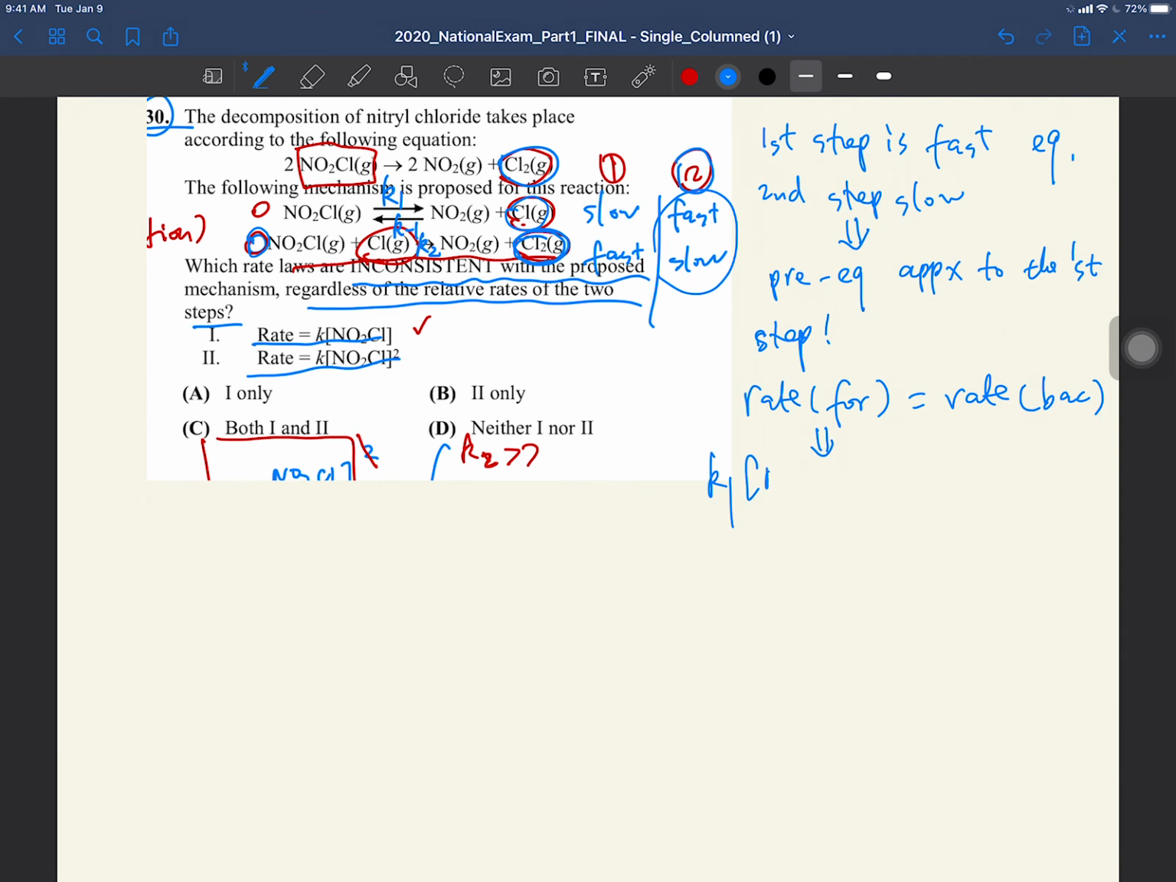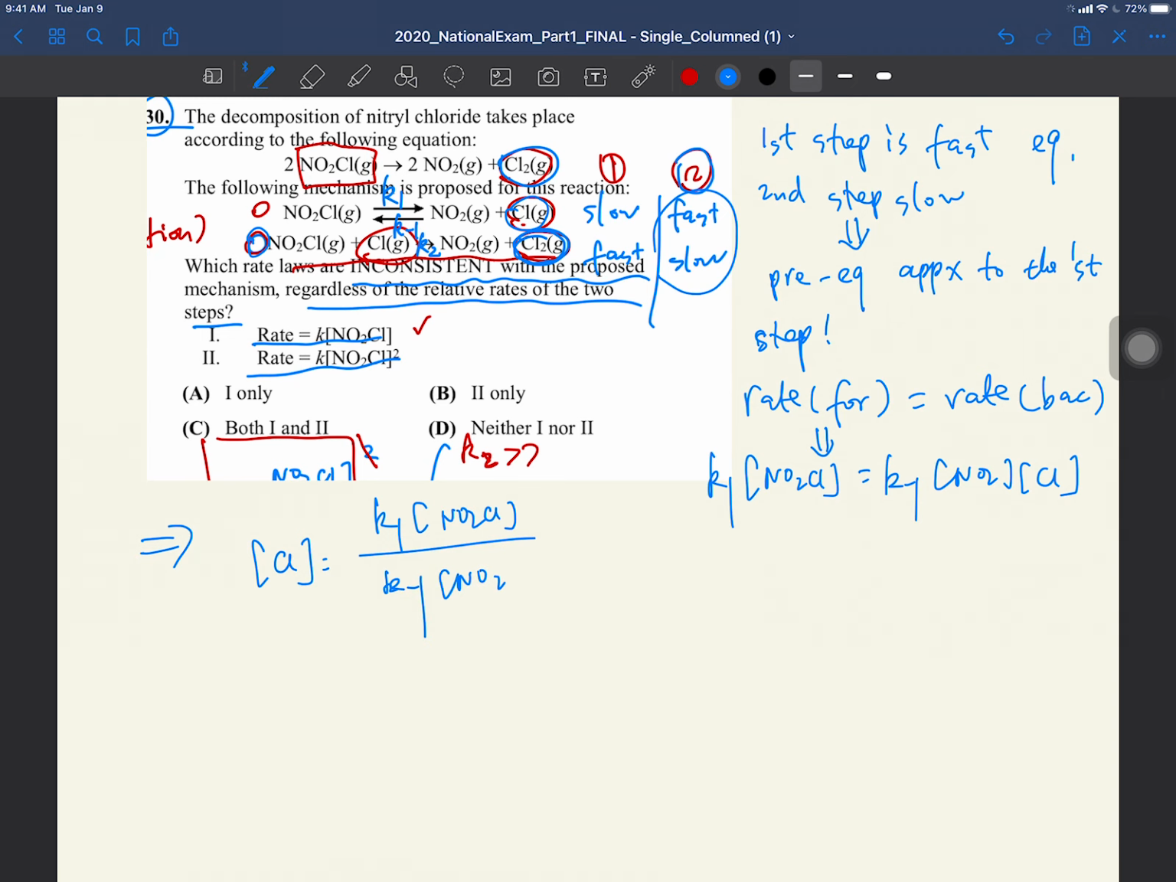And then we can say k1 times [NO2Cl] equals k-1 times [NO2] times [Cl]. And then we can further express the concentration of Cl as k1 times [NO2Cl] divided by k-1 [NO2]. And we also get the expression of the intermediate, right? And then the second step is slow, which means the second step is the rate determining step, and also is the only step to produce chlorine gas.